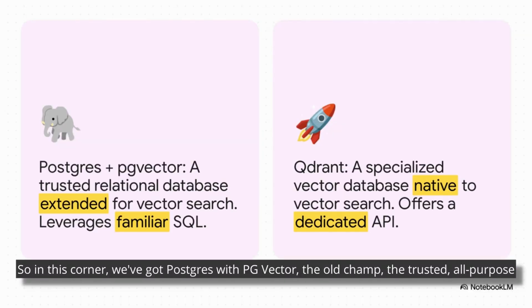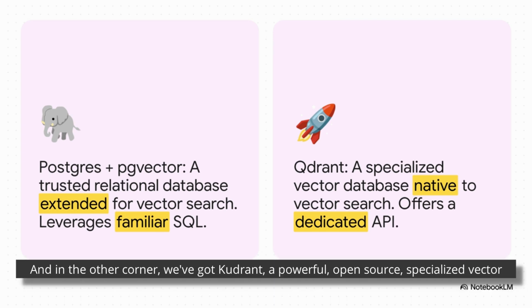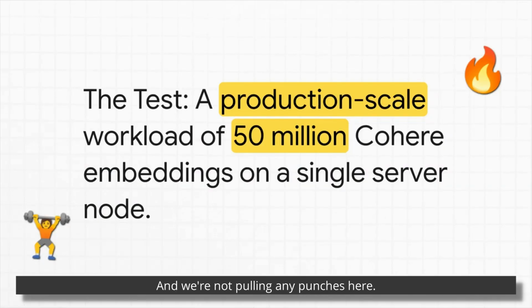So in this corner, we've got Postgres with pgvector, the old champ, the trusted, all-purpose relational database that's learned a new move. And in the other corner, we've got Qdrant, a powerful, open-source, specialized vector database built in Rust specifically for performance. This is the classic showdown, right? The generalist versus the specialist. And we're not pulling any punches here.